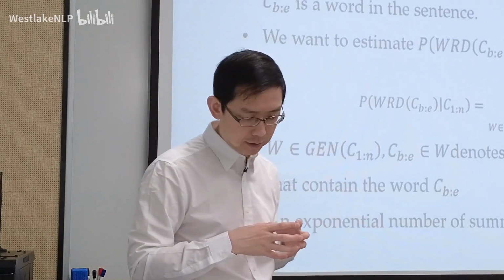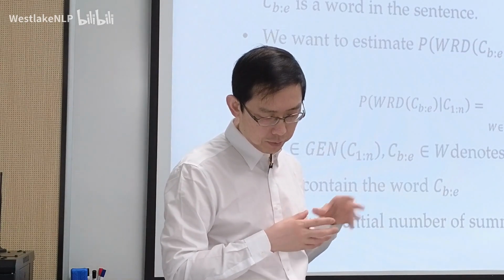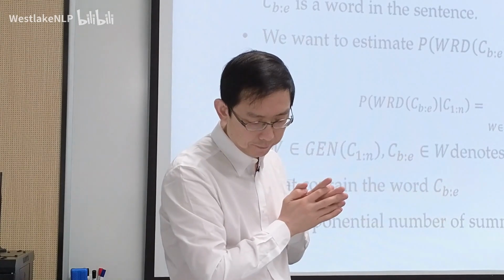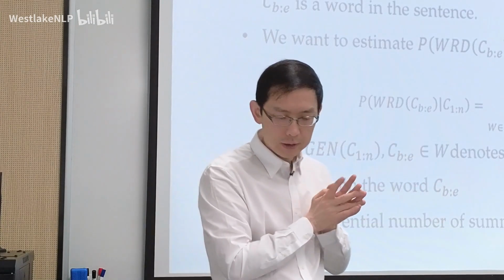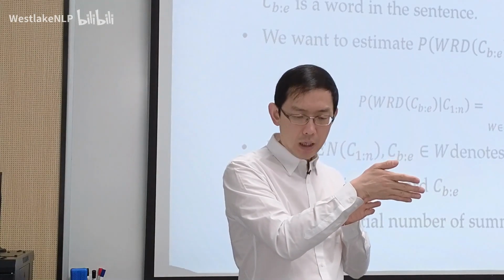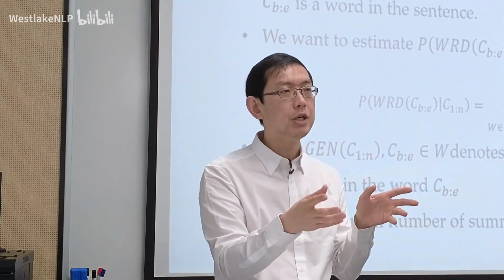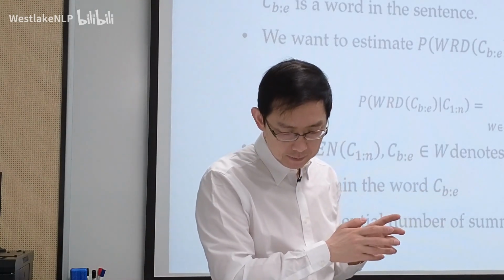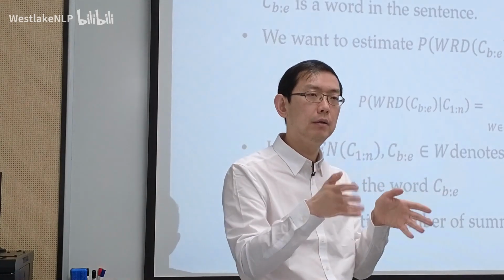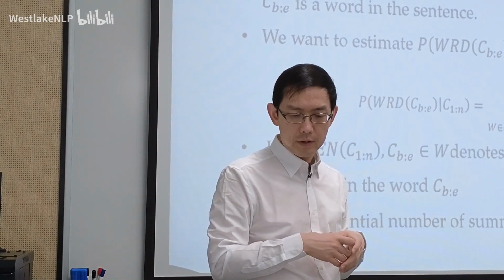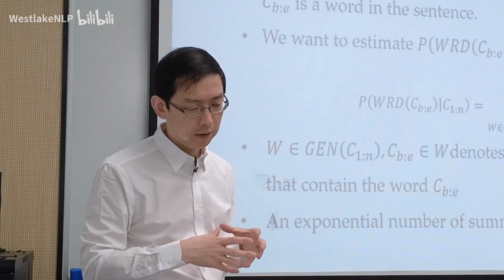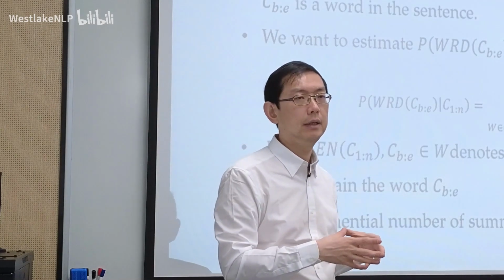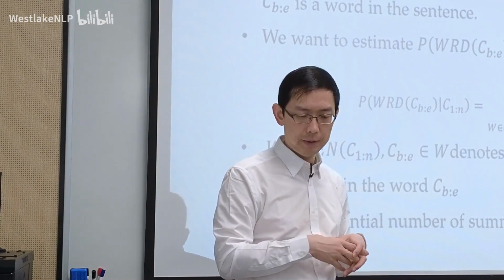So how do we do that? We show in the middle equation, right? The probability of a word B to E, given the character sequence 1 to M, is the sum of all capital W word sequence belonging to Zhang 1 to N. Zhang means all possible segmentations, the set, okay? Such that B to E is one word, okay? The probability of the word sequence given the character sequence. And this equation describes what I just said. Okay, this is just a definition of marginal probability.